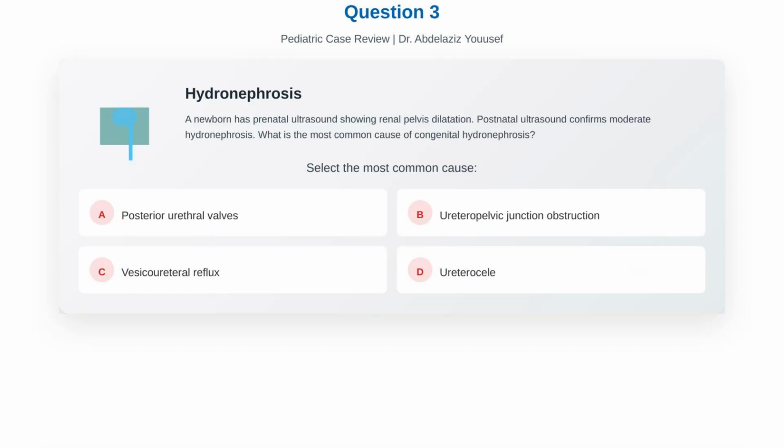A newborn has prenatal ultrasound showing renal pelvis dilatation. Postnatal ultrasound confirms moderate hydronephrosis. What is the most common cause of congenital hydronephrosis? Option A, posterior urethral valves. Option B, ureteropelvic junction obstruction. Option C, vesicoureteral reflux. Option D, ureterocele. Consider the epidemiology of congenital urinary tract anomalies and the most frequent etiology of prenatal hydronephrosis. The location and nature of the obstruction are important factors in determining the underlying cause.